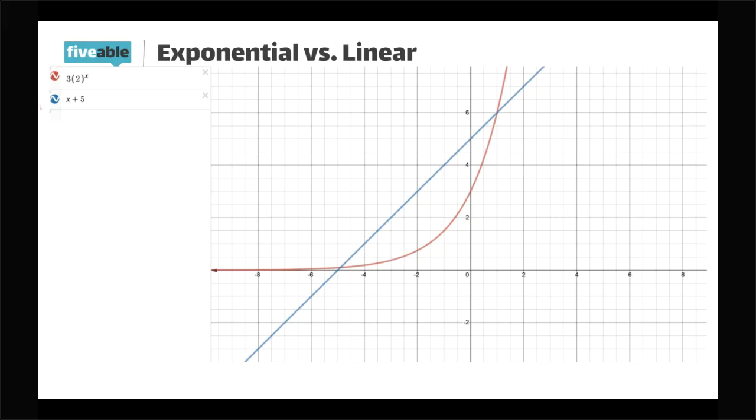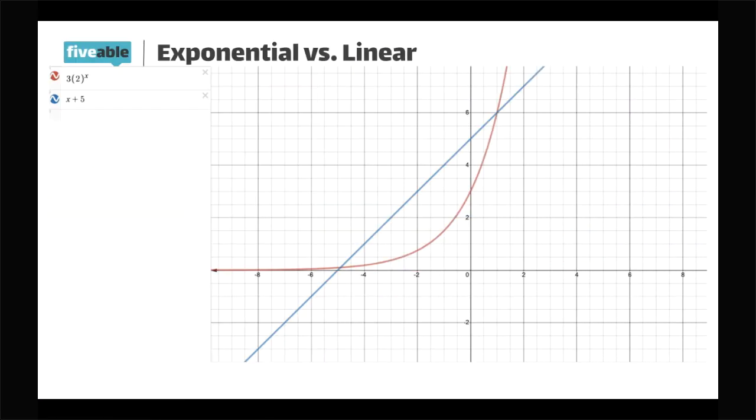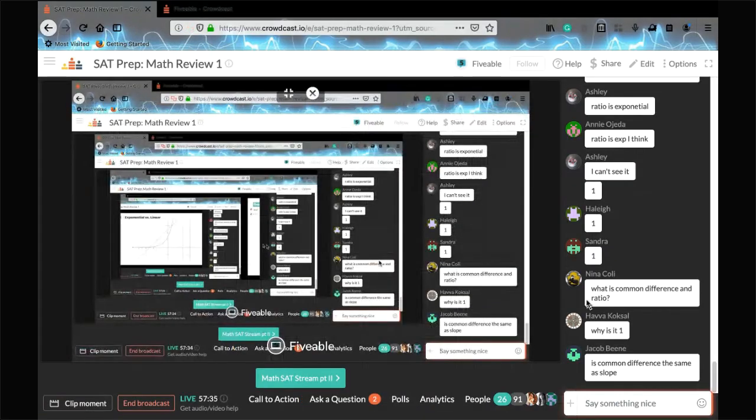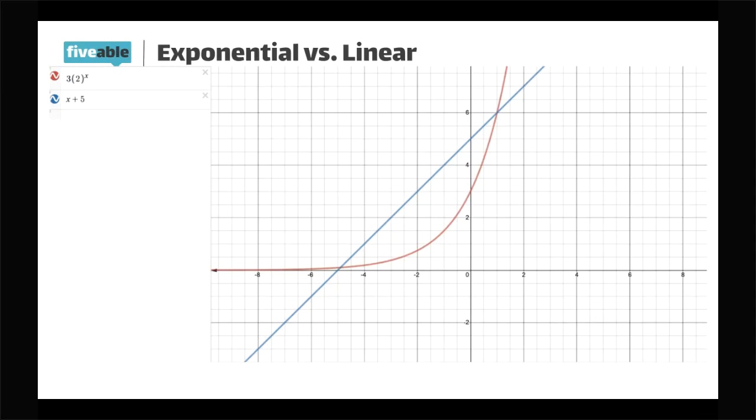Let's look at these. So common difference and common ratio. I'll ask these because I don't want to give away the answer. But yes, I'll answer it. Why is it 1? The common difference is the same thing as slope. Exactly. The common difference is between one point and the next point, like between x is 1 and x is 2. What's the difference? Like the difference between two values. It's basically the same thing as slope.